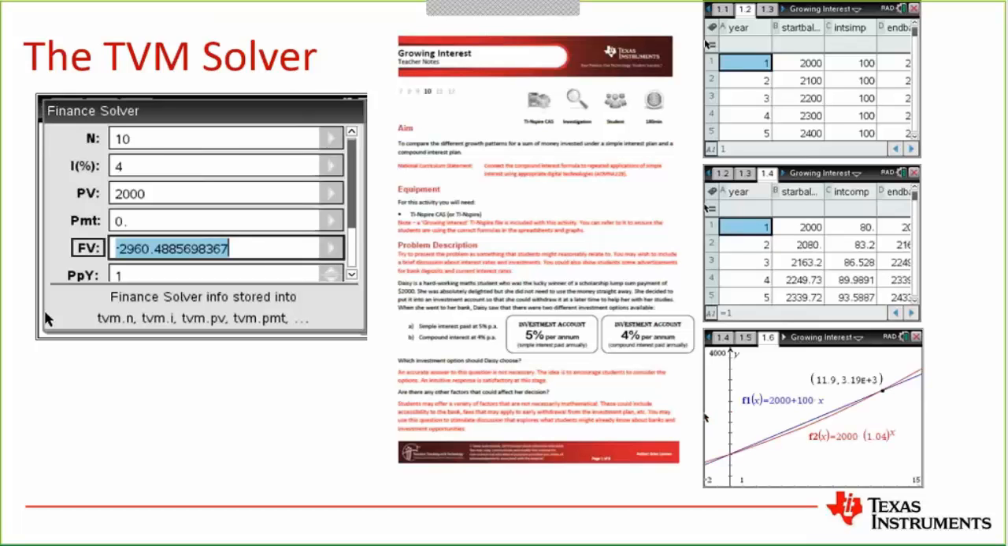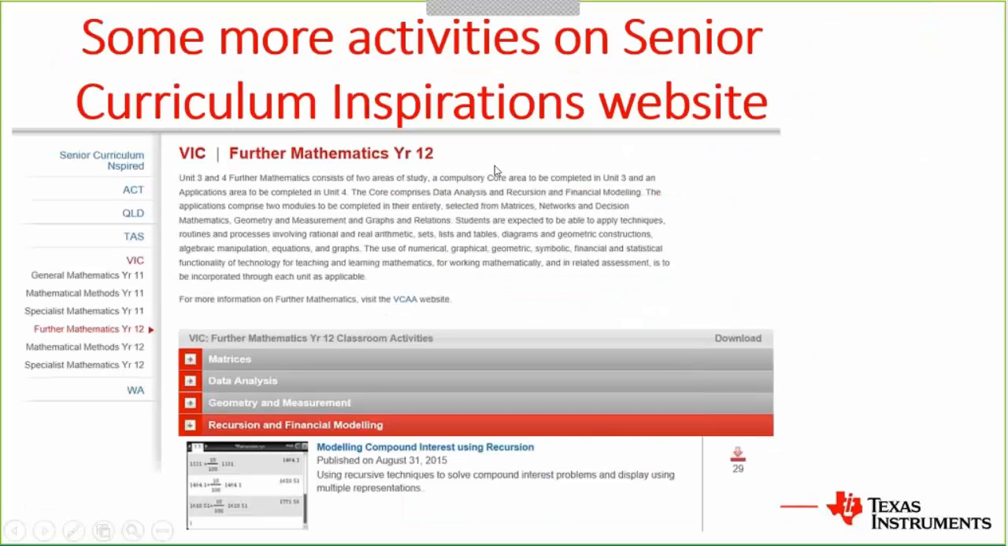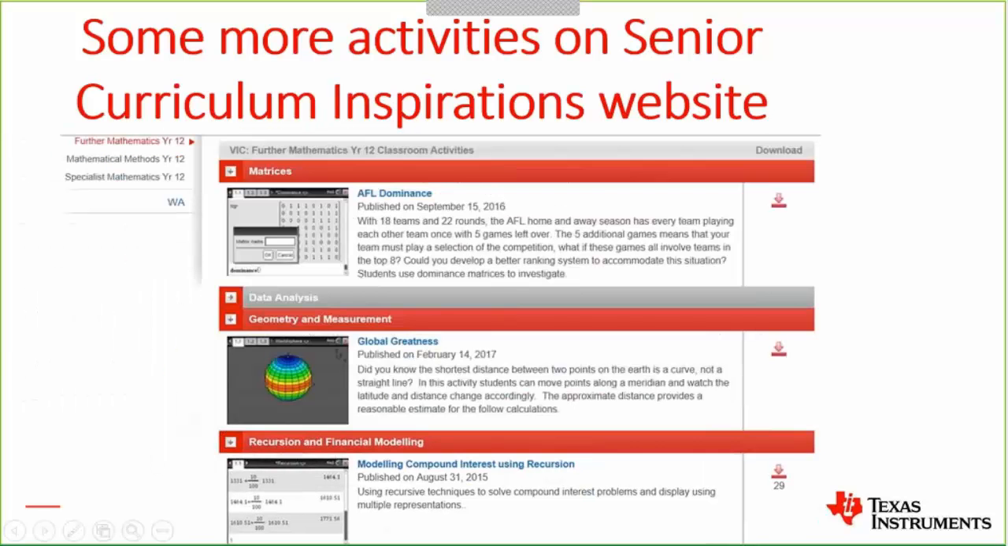This is one of the activities that I wrote and published for it. For each task you will get a PDF document for the students, a PDF document for teacher notes, which includes the answers, and you also get the TI-Nspire document. So three documents for every task. Here's another one on modelling compound interest using recursion, and here are some others, AFL dominance, etc. So for each task, there are those three documents.